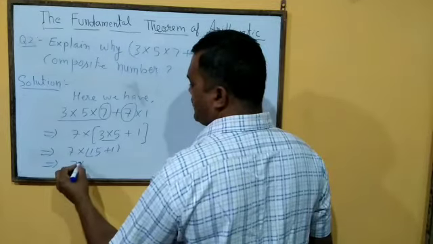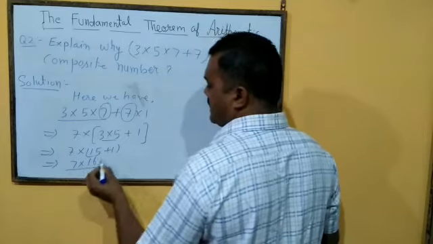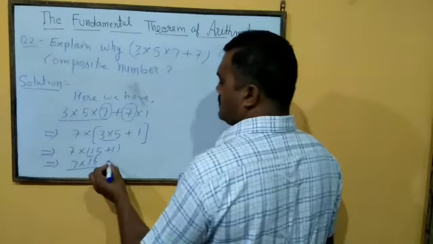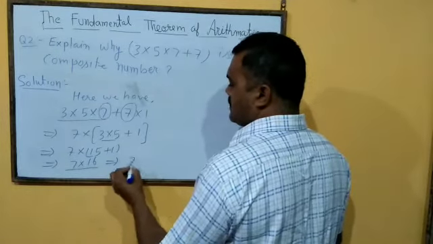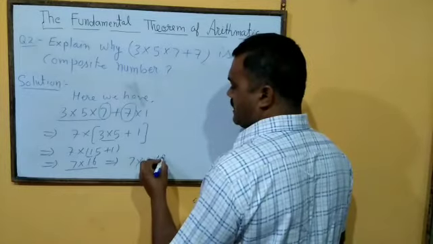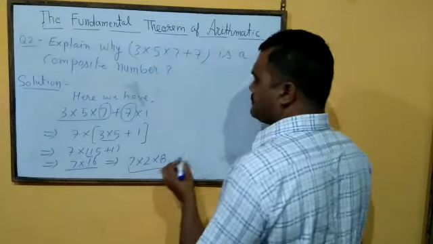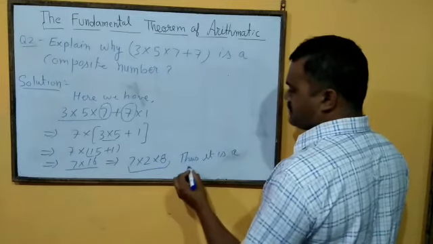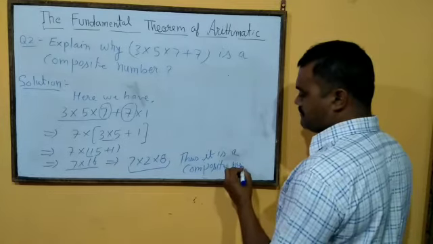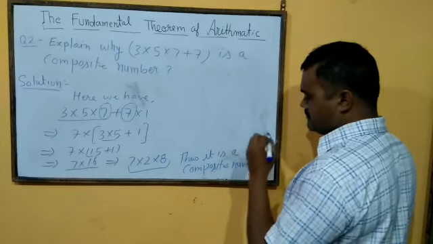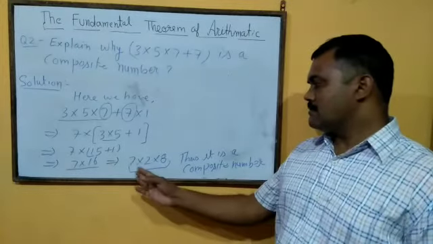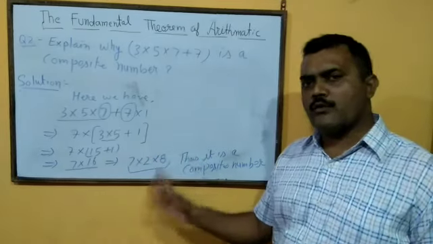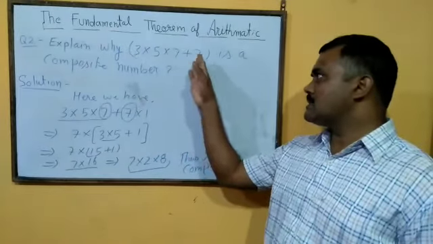So 7 into 16. So it has two factors and 16 also has more factors, or it can be 7 into 2 into 8. Thus it is a composite number, because it has more than two factors. 7, 2, 8 and 8 also has a few more factors. Therefore, this number is a composite number.